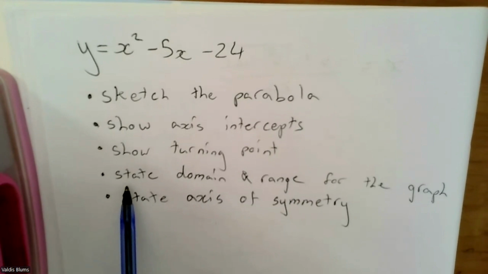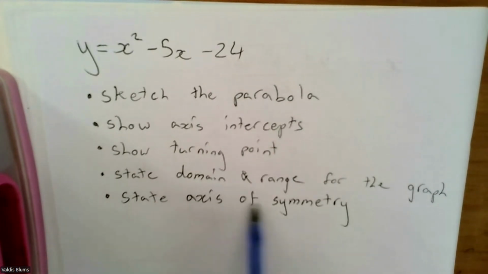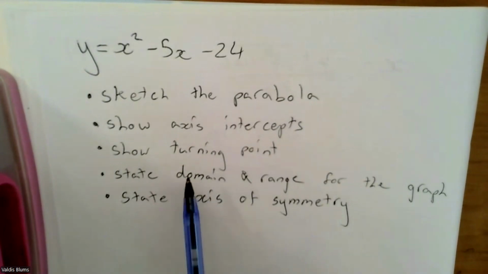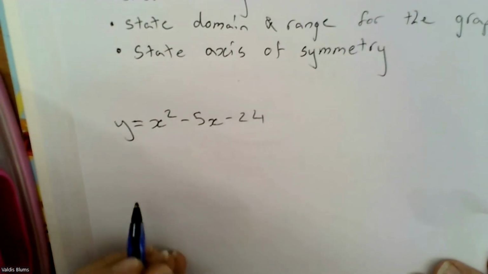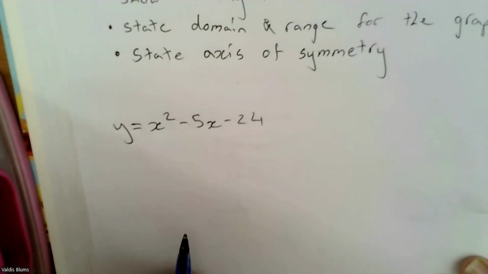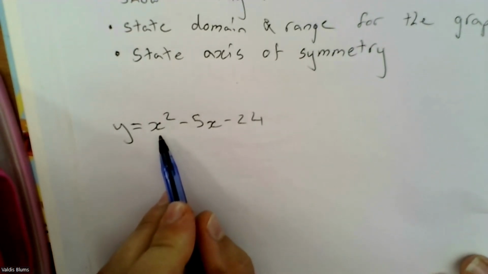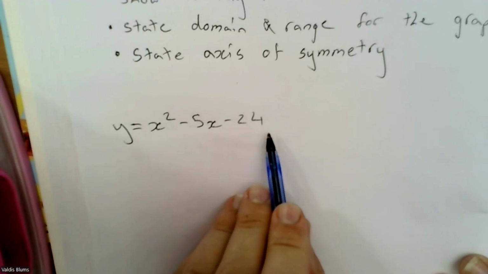After it's sketched, we can state the domain and range, and we can also state the axis of symmetry, which we haven't really touched on yet, but we can state what it is by looking at the turning point location. So to start off with, let's factorize this and find the x-intercepts. Now, let's see if we can do this via one of our factorization techniques.